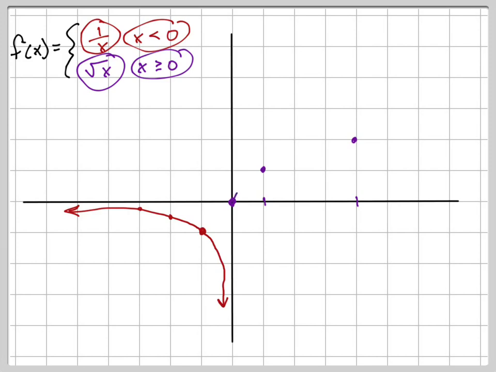Do you see what happens? So this is just the square root function, which is half of a parabola turned upside down, turned sideways. And there you go.